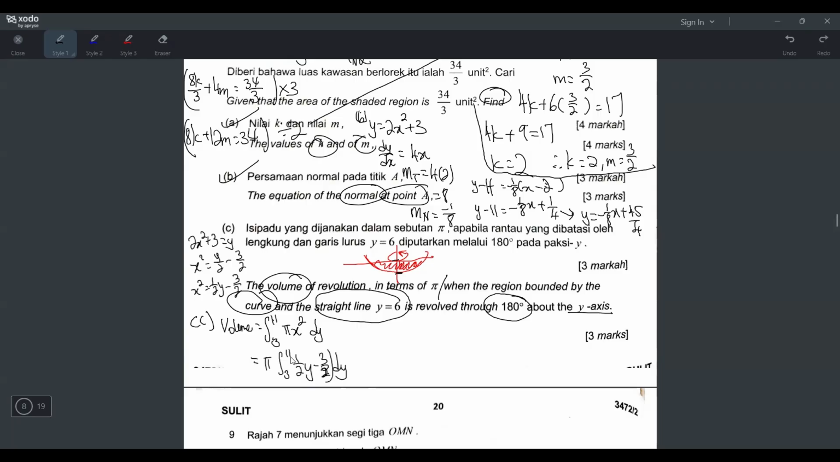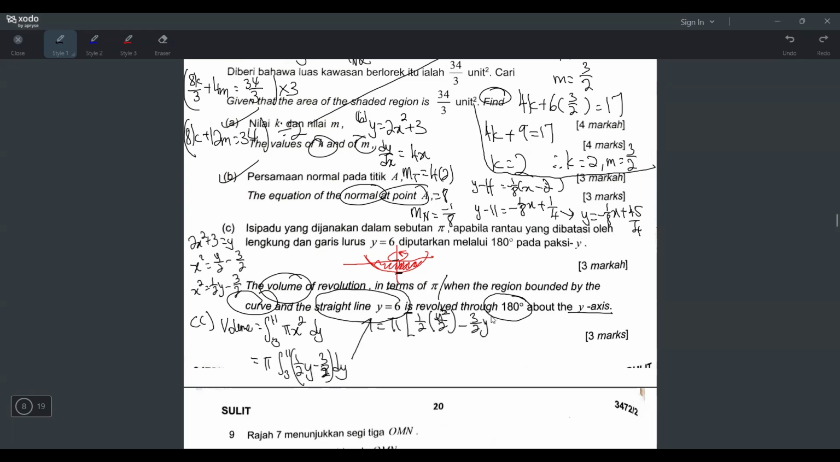Okay, now I have to integrate this whole thing. I don't have enough space, so I'm just going to write here equals pi. When you integrate 1 over 2 y, you end up with 1 over 2 bracket y power 2 over 2. The power has to plus 1 when you integrate. And then minus, okay, what happens when you integrate a number?